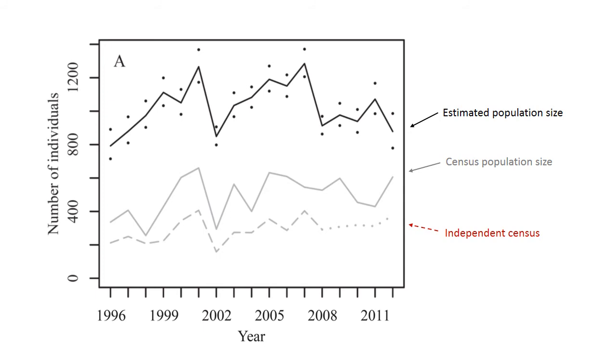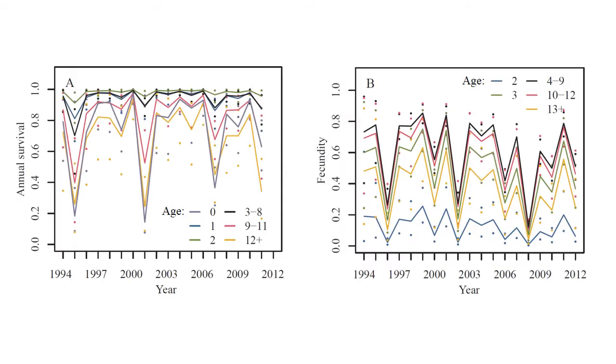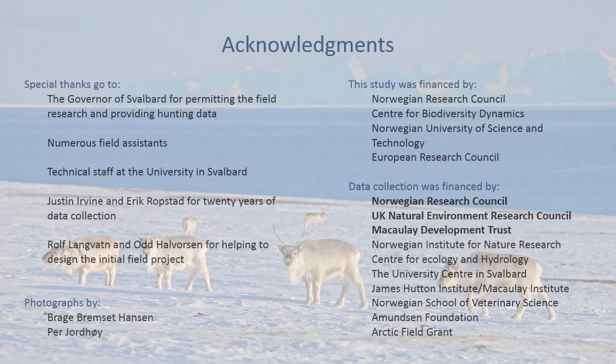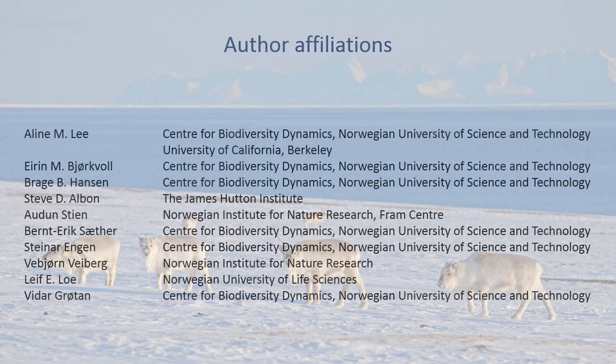For the reindeer population in question, we discovered that bad years were characterized by both low calf survival and low fecundity, so that a single bad year could knock out 2 cohorts at the same time. In a constantly changing world, it is becoming more and more important to understand impacts of environmental change on populations, and models like the one presented in this paper are promising tools for the job.